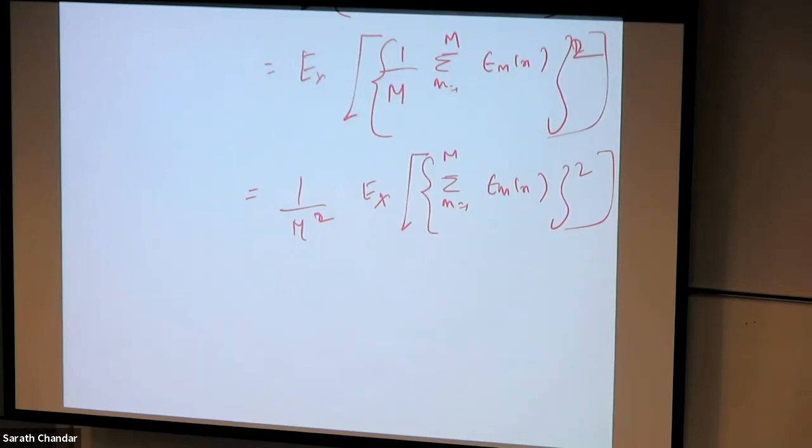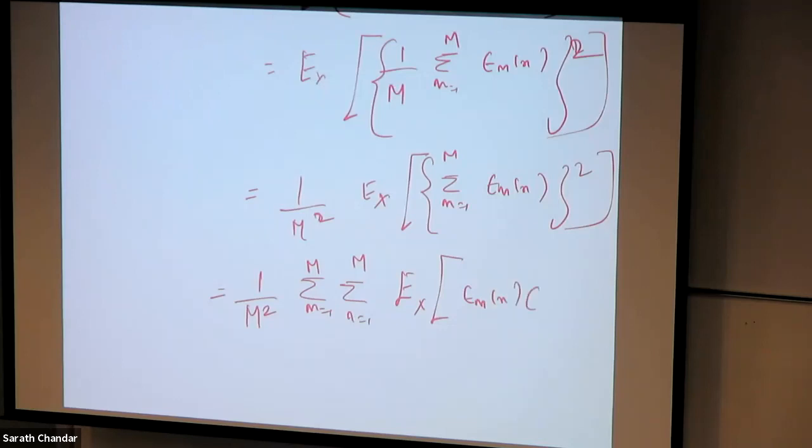I can actually expand this. So this becomes 1 over M square, and maybe I'll bring the summation outside. So summation m equals 1 to capital M, summation n equals 1 to capital M, expected value of epsilon m of x, epsilon n of x. Is it right?